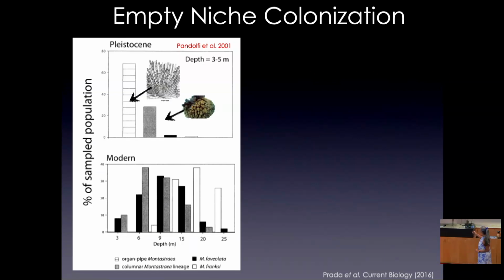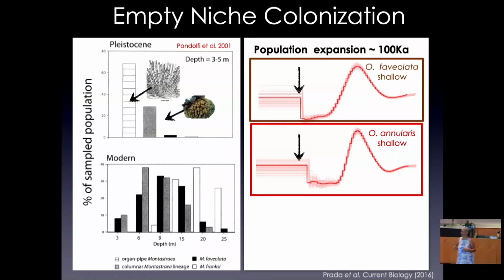And in the Pleistocene, the organ pipe was the most important one. And then Annularis was also very important in the shallow. This is the depth distribution here. And we were able to sequence a few genomes and use coalescent theory, and I won't have the time to go into all the details of that, and it's Carlos's expertise, not mine. But basically what we were able to see is that there was a population expansion at the same time in the 2 species that like more light in the shallow. At the same time, the organ pipe went extinct.